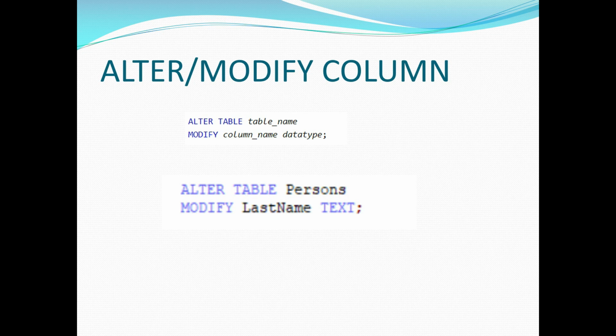If we want to change the data type of a column, the modify command is used with alter table. So alter table, table name, modify column name, and its type name. For example, in this scenario, we change the data type of the column last name to text.